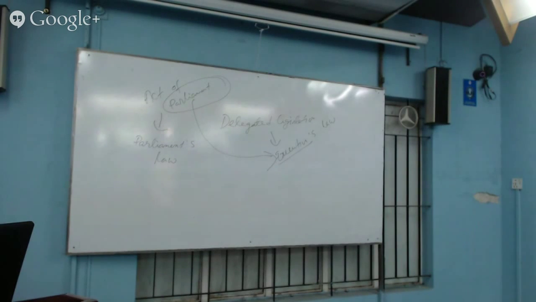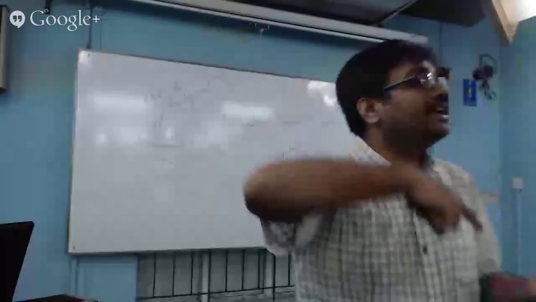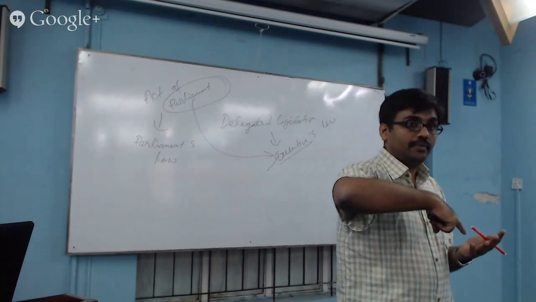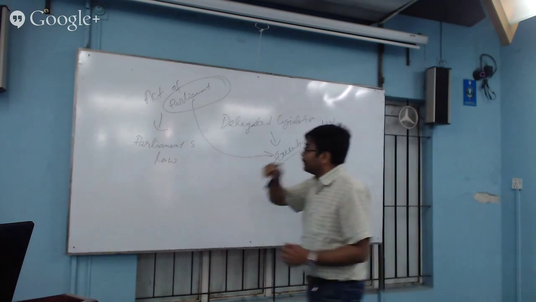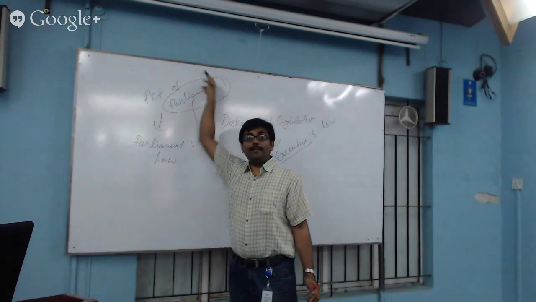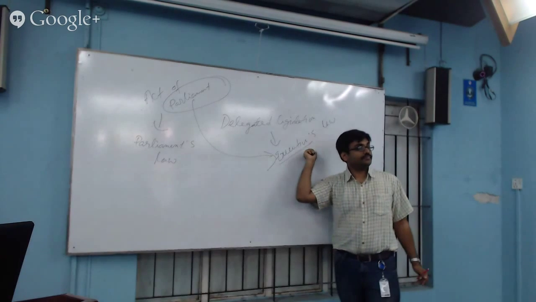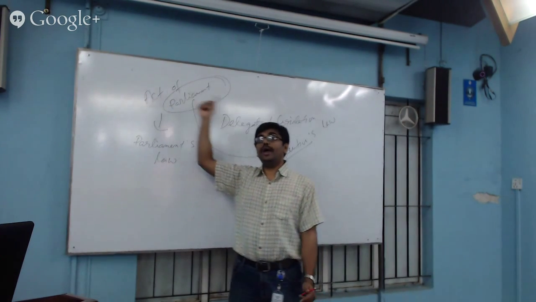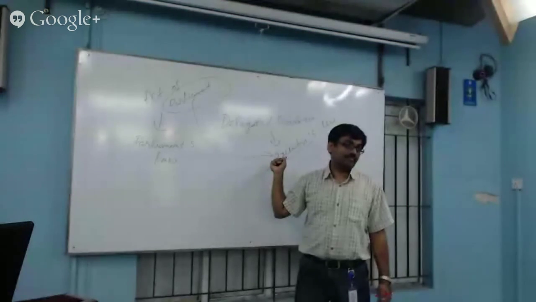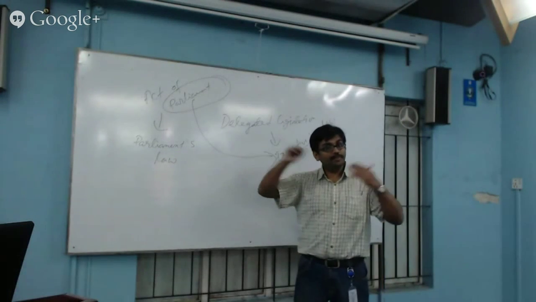How did he do that? Who gave him the power? The Parliament gave him the power. Am I clear? Which tells us another story, that is, without an act of Parliament, we cannot have a delegated legislation. There must be a primary law to have a secondary law. Am I clear? That is the relationship between the two.